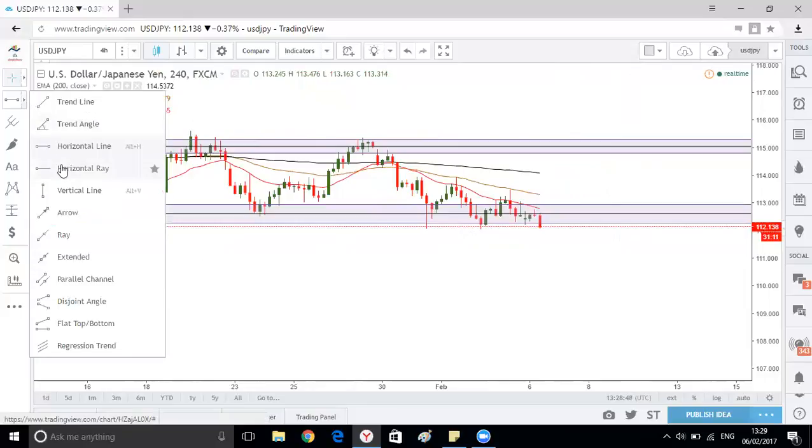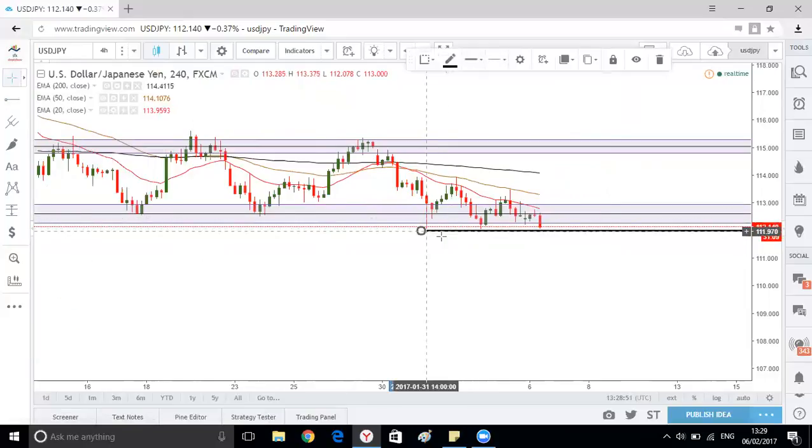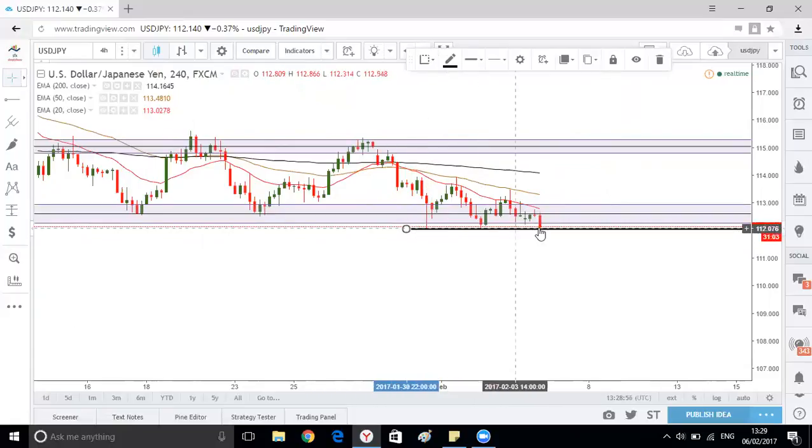Okay, what you want to do is get your horizontal ray. You can see this level, a touch here, here, and another possible touch here. So this is a minor level, and we need a break of this level to get another entry.